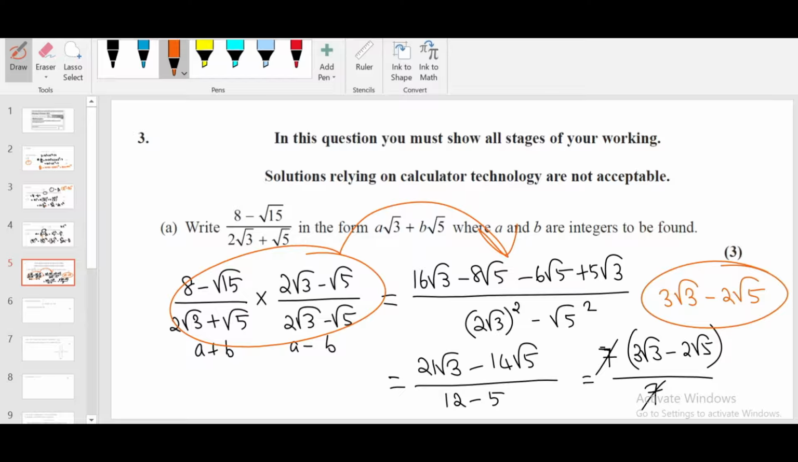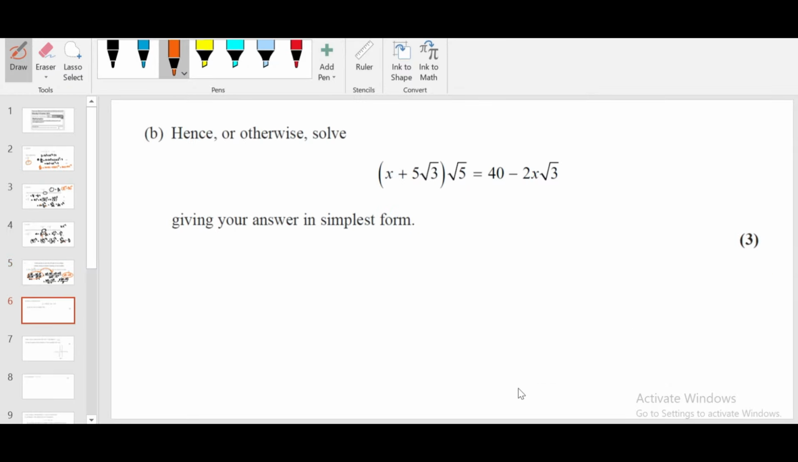Okay, so that's part A, easy 3 mark question if you know rationalizing the denominator. Let's move on to part B of the question. Hence or otherwise solve this equation. When they say solve, you need to find the value of x. So basically this is one of the most common questions from chapter 1, rationalizing the denominator. They want you to solve this, so you need to find x basically, right?